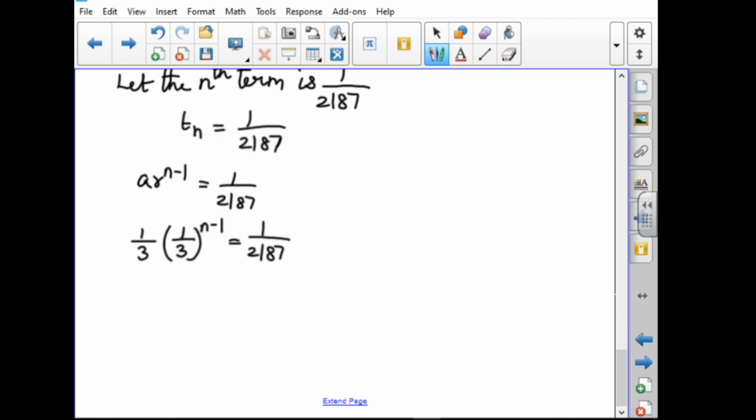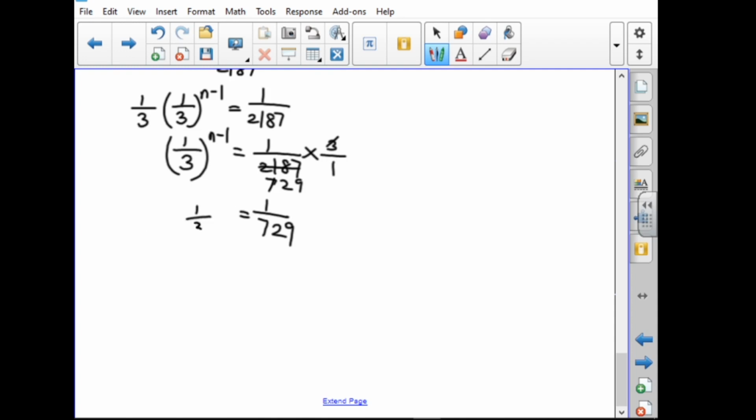You can add the powers, or you can bring the 1 by 3 to the other side. So 1 by 3 whole power n minus 1 is equal to 1 by 2187 divided by 1 by 3. 1 by 3 coming to the other side means you write it as the reciprocal 3 by 1. Cancel in the 3 table: 7 3s are 21, to 9. That is equal to 1 by 729.